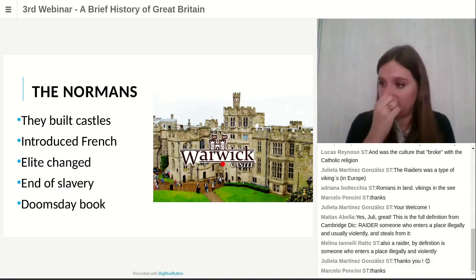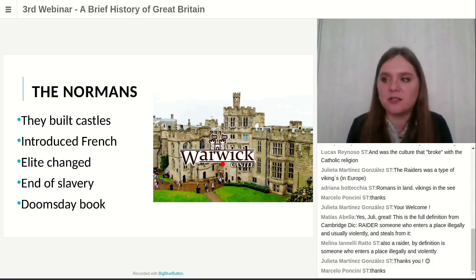Many Norman castles are sort of in ruins or abandoned. There's not much inside of them. The case of Warwick was different because people lived there until recently.